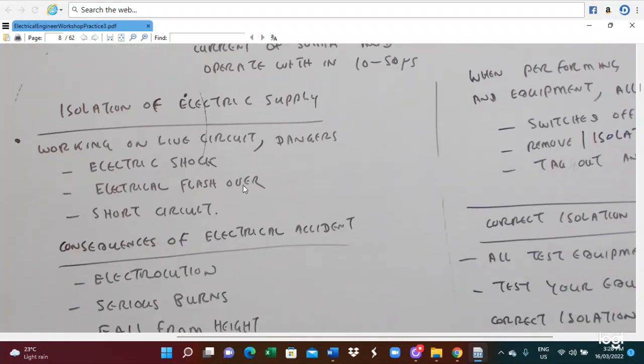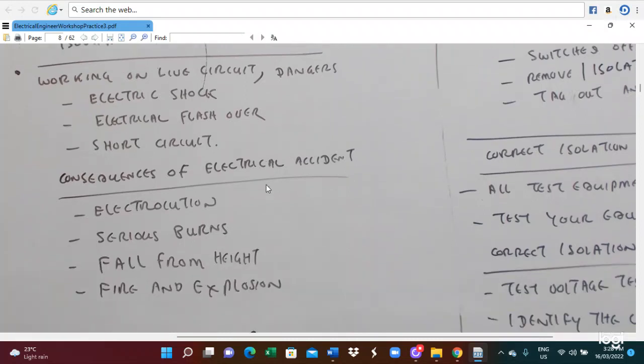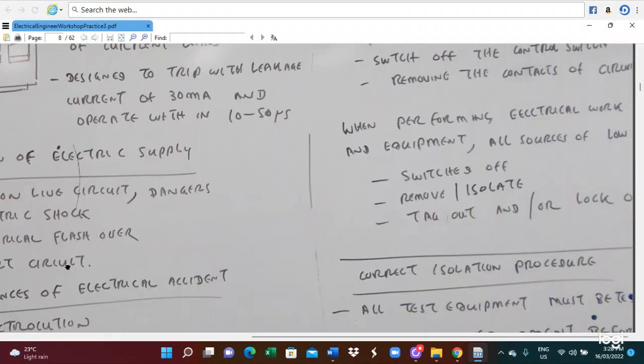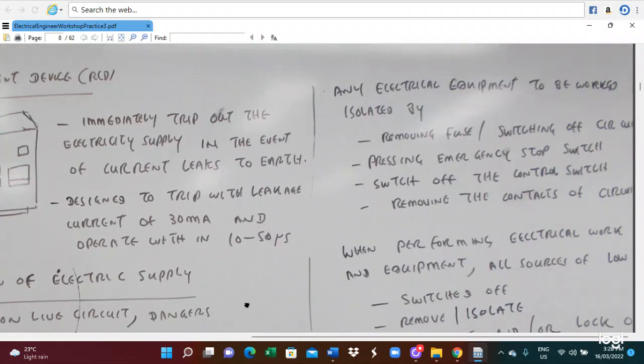So we have to isolate the electric supply. If we work on a live circuit, it can cause danger. It can cause an electric shock. Electrical flashover can happen. Short circuits can happen. So the consequences of electrical accidents are electrocution, severe burns, falls from height, and fire and explosion can happen. Therefore, we have to have the protection.